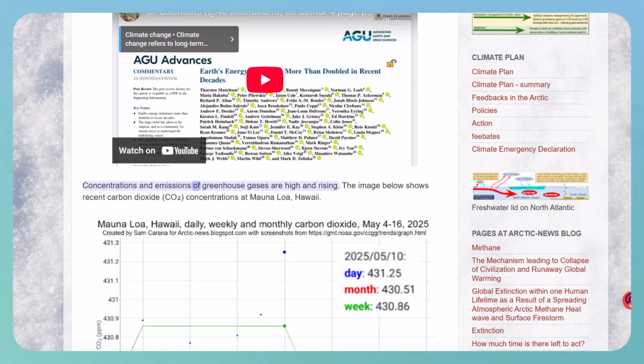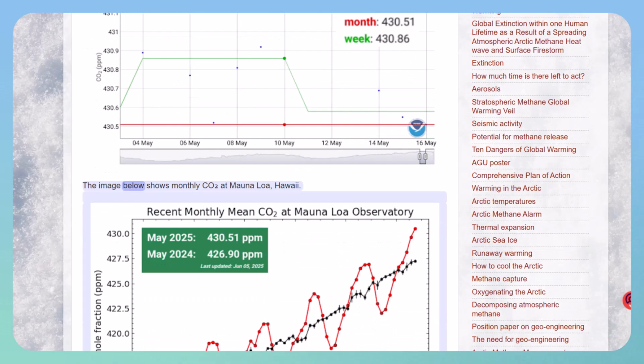Concentrations and emissions of greenhouse gases are high and rising. The image below shows recent carbon dioxide, CO2, concentrations at Mauna Loa, Hawaii. The image below shows monthly CO2 at Mauna Loa, Hawaii.